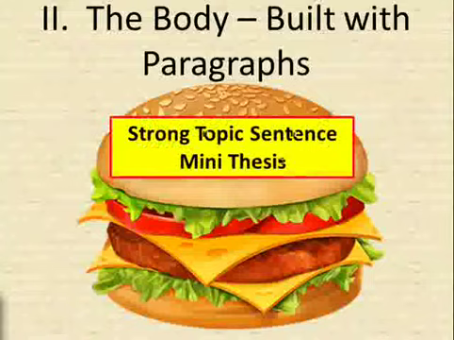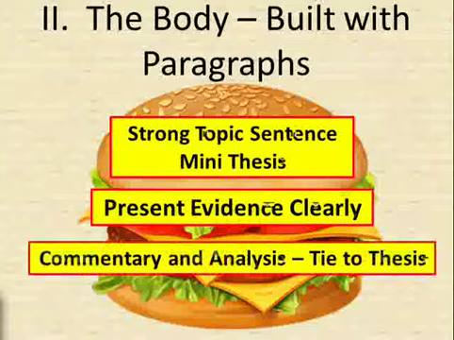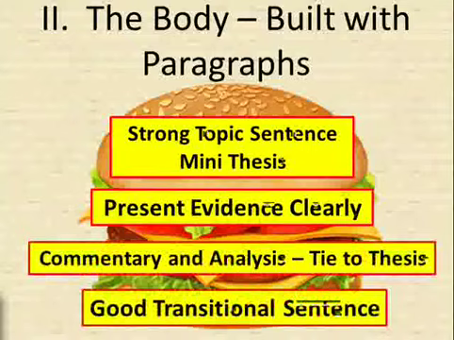You introduce the specific piece of evidence that's related to your thesis, and that sentence becomes kind of a mini thesis for the paragraph. Then you present your evidence clearly, and then immediately explain why that evidence supports your thesis. Tie it to your thesis. And then finish your paragraph with a good transitional sentence, leading to the next piece of evidence.